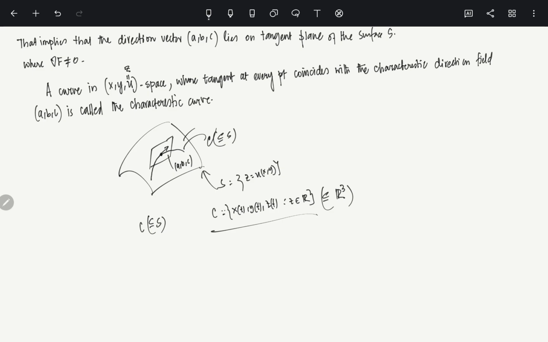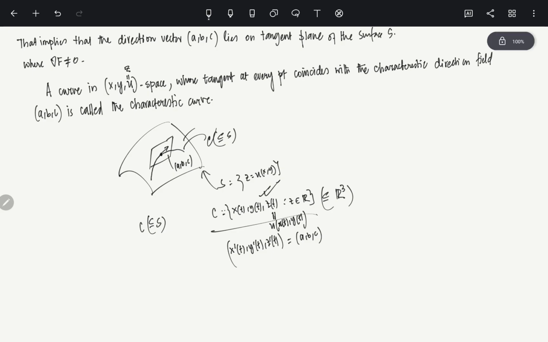Now you see, what is so special about C? C lies on S, so that is why it looks like this. This z is nothing but u of x of t, y of t. That's your C. Now C has this property that the derivative of C, so x prime t, y prime t, z prime t, will be nothing but A, B, and C. You understood what I'm saying, right? Because the derivative will be the tangent.